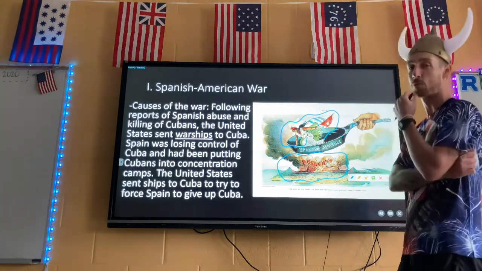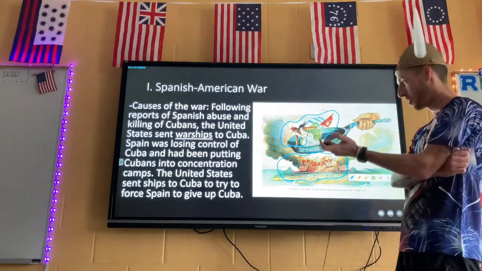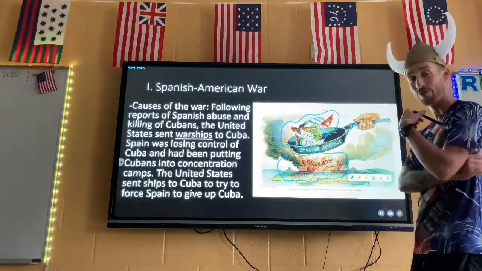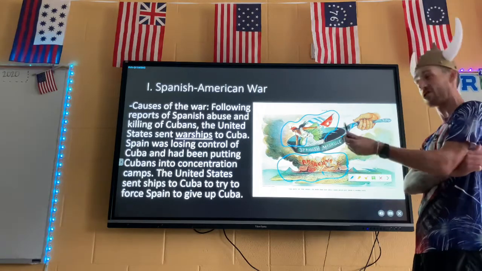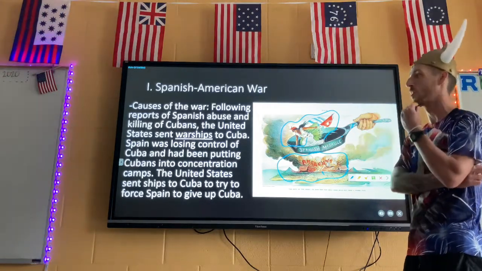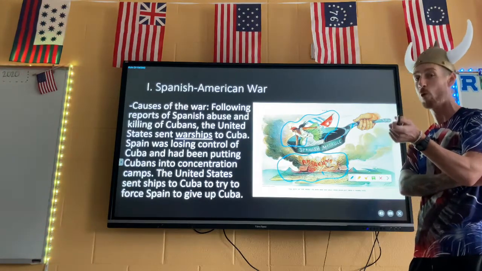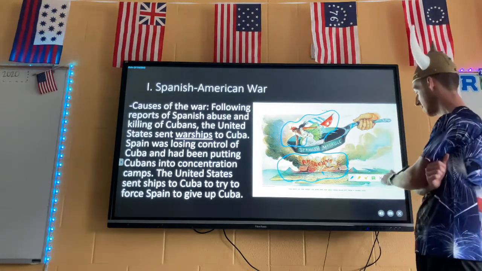So they send warships down there. Now, what's the problem with that? You got Spanish warships already there fighting the Cubans, and now all of a sudden you've got American warships just showing up. What is Spain gonna think? They're probably gonna think that the United States wants to get involved in war. And that's kind of what happens. Let's see what happens next.